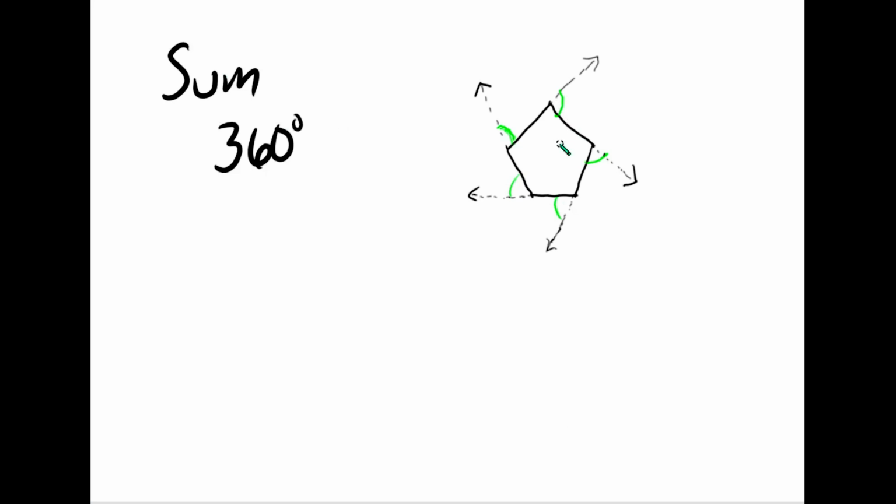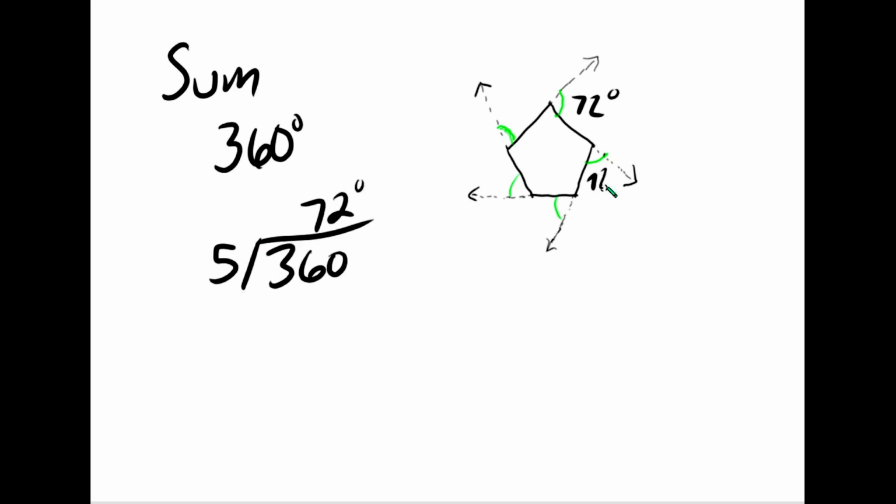Now, keep in mind that is if it is classified as a regular pentagon, meaning that all angles and all sides are exactly the same. So if I wanted to figure out how much one of these angles is worth, I could take 360 and divide that by 5, and when I do that, I would find out that each of these is 72 degrees. So every exterior angle is 72 degrees, which is pretty cool.